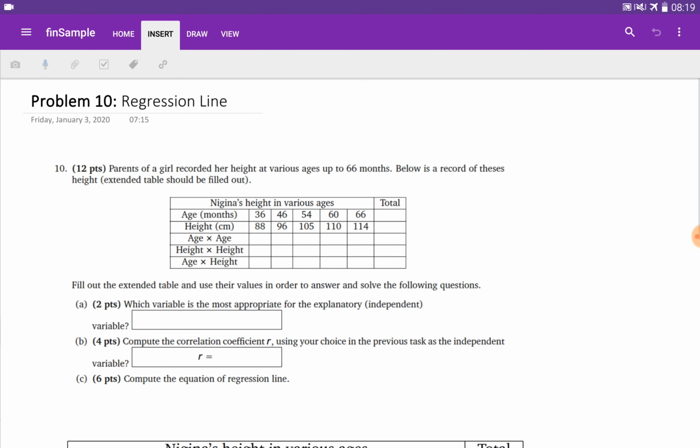Problem number 10: we need to create the regression line. The parents of a girl recorded her height at various ages up to 66 months.